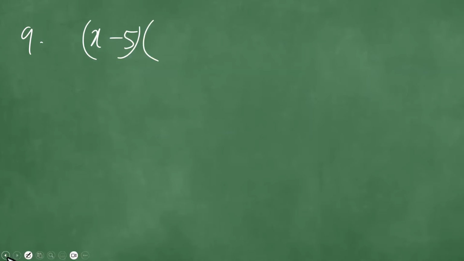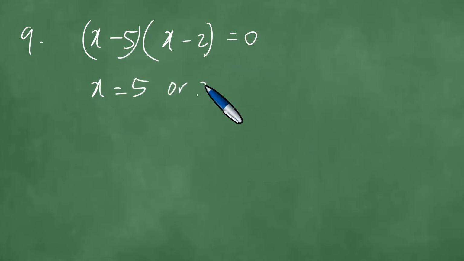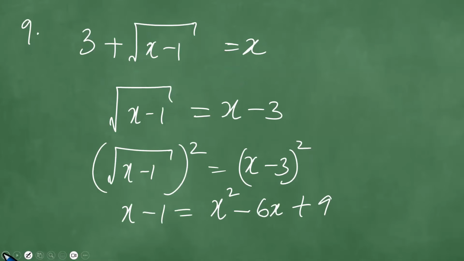We're looking at number 9, and which means you have x minus 5 into x minus 2 equals 0, which means x is 5 or x is 2. Okay, because we squared both sides, we need to check which one is correct here. Because one of them is potentially incorrect, but we need to check.